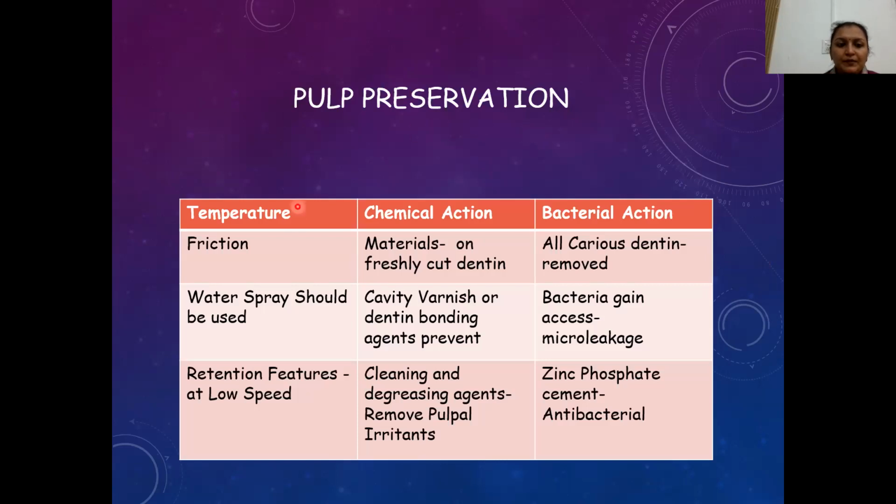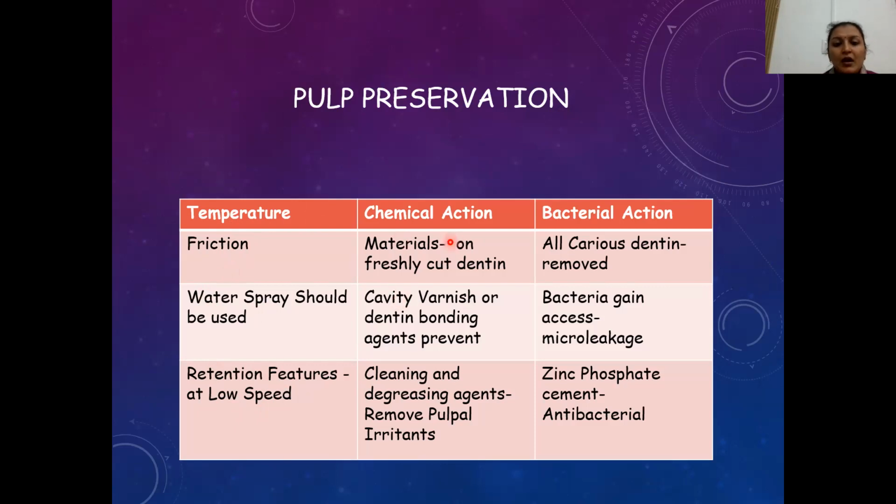Then pulp preservation. High temperature can be caused by friction, so to prevent that, water spray should be used and retention features should be incorporated at low speed.